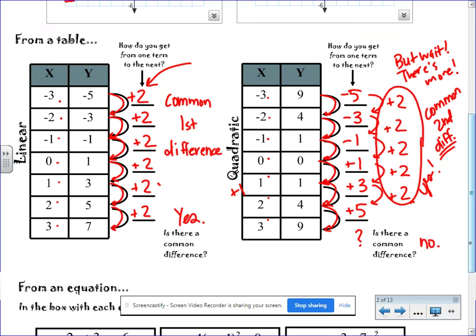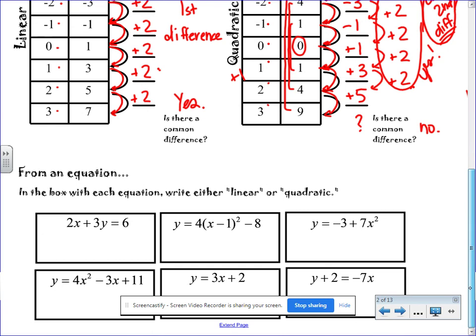There's also some things you can do to look at like the symmetry, like I have 2 9s, I have 2 4s, I have 2 1s, and I have a turning point at 0. But that's not always super duper accurate because sometimes you'll have that, but it'll be like an absolute value function instead of a quadratic. So you gotta be careful with that. So I would look for the common second difference. All right, so that's the table.